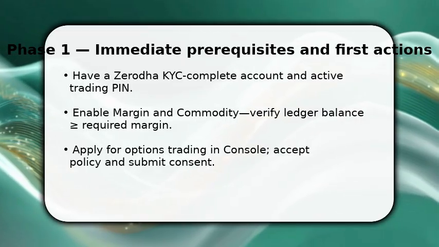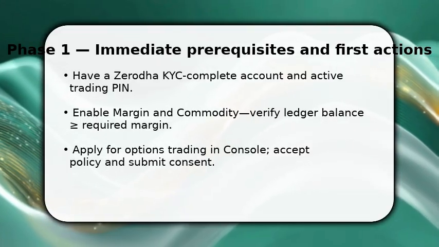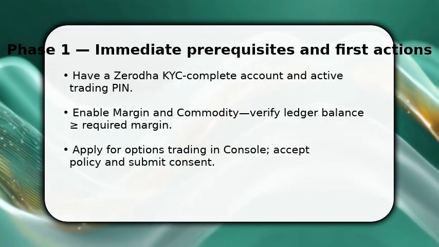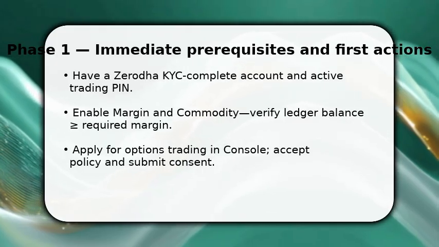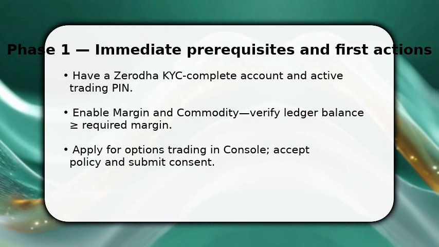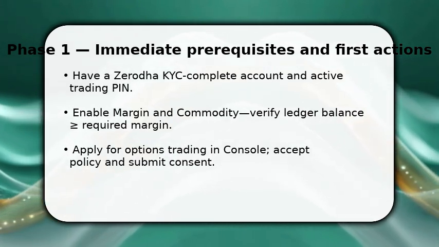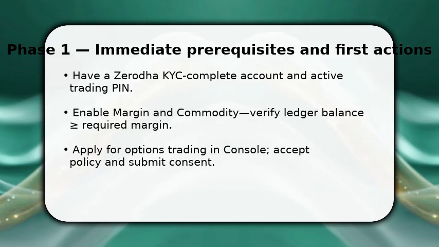Next, open Console, go to the Profile or Permissions tab, and apply for options trading, submit the consent form, and accept the risk disclosure. This begins the approval workflow, so check email or app notifications for confirmation before you move forward. Once your options permission is active, fund the account with the required margin.